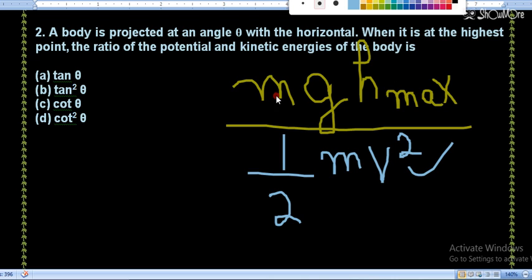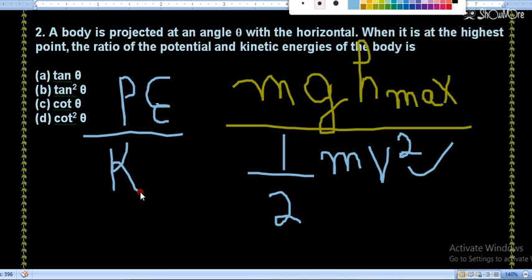So now students, in mgh, h maximum is the maximum height. So let's write the relation for maximum height. We have to find basically the ratio, the ratio of potential energy divided by kinetic energy. Now we have to calculate this ratio, we have to find the value of this ratio. So let's start the question now.